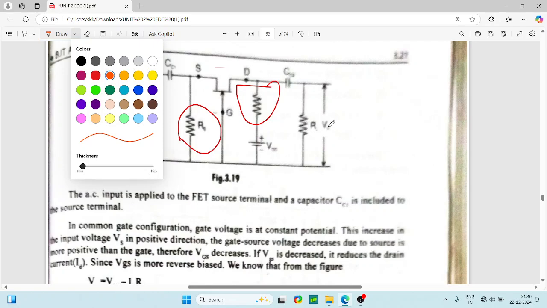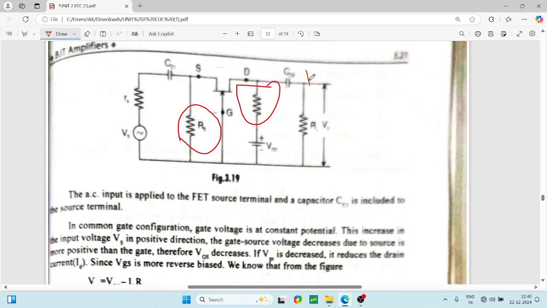So what is the output? V0 is equal to the current flowing through this resistor, I0, which is nothing but ID. This current is ID, and it flows through this resistance, so V0 is equal to ID into R0. This current goes directly through the source, and that is called IS. The source current is equal to the drain current. IS is equal to ID.